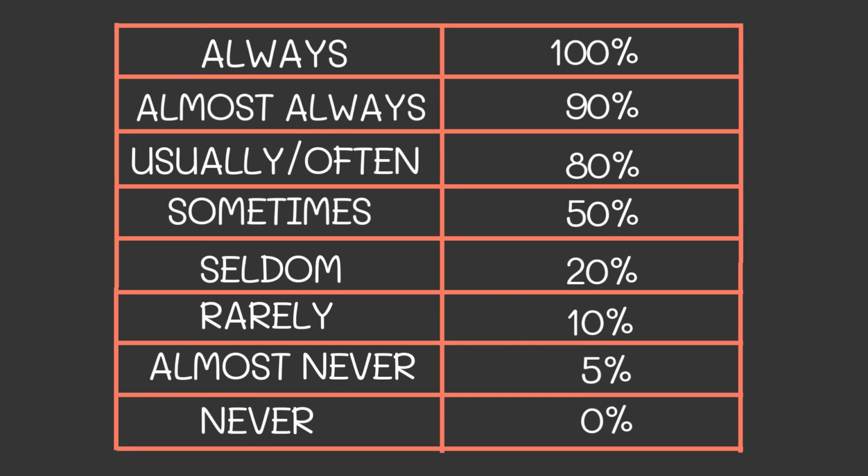Always is 100%. Almost always is 90%. Usually, or often, is 80%. Sometimes is 50%. Seldom is 20%. Rarely is 10%. Almost never is 5%. Never is 0%.